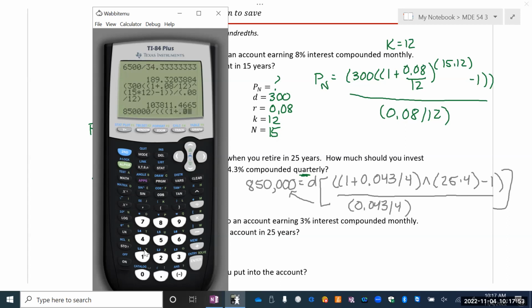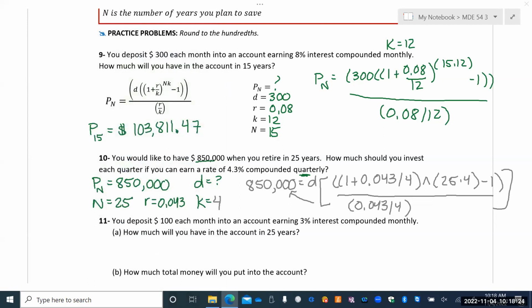1 plus 0.043 divided by 4, 25 times 4, minus 1. Remember the bracket's not yet. That went haywire. That was not right. Let's go do it over on Desmos, which might be what more of you are going to have.